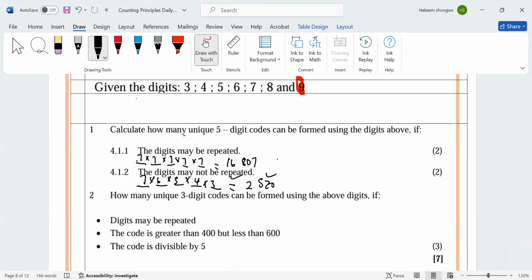There was no condition whatsoever in those. Now they start to give us the conditions. They say, how many unique 3-digit codes can be formed using the above digits, where the digits may be repeated, so we are allowed to repeat. That's number 1. Number 2, the code should be greater than 400 but less than 600. Number 3, the code should be divisible by 5.